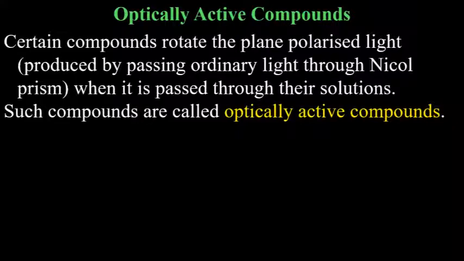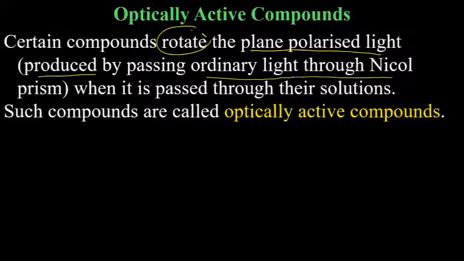First, we need to understand what we mean by optically active compounds. Certain compounds rotate the plane polarized light. Polarized light means light which can be polarized in any one direction, obtained by passing ordinary light through a Nicol prism when it is passed through their solution.